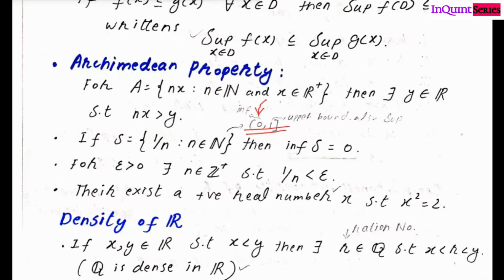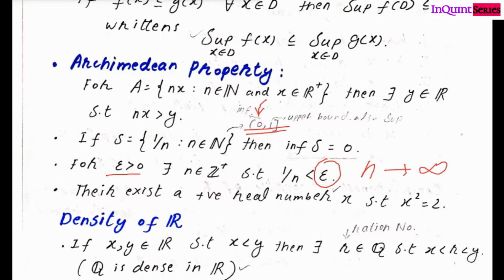So our next key point is for epsilon greater than 0, there exists n belongs to the set of positive integers such that 1 over n is less than epsilon. In that case, we consider our epsilon to be very small, so that when n approaches infinity, our 1 over n approaches 0, and 1 over n is less than epsilon, where epsilon is greater than 0.